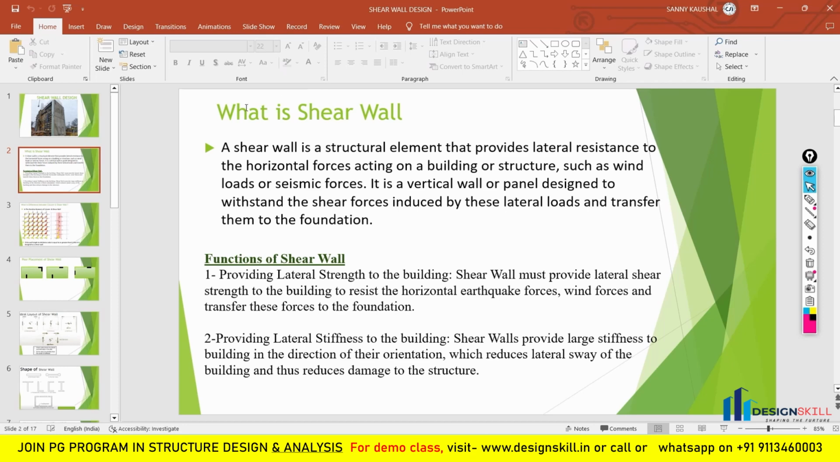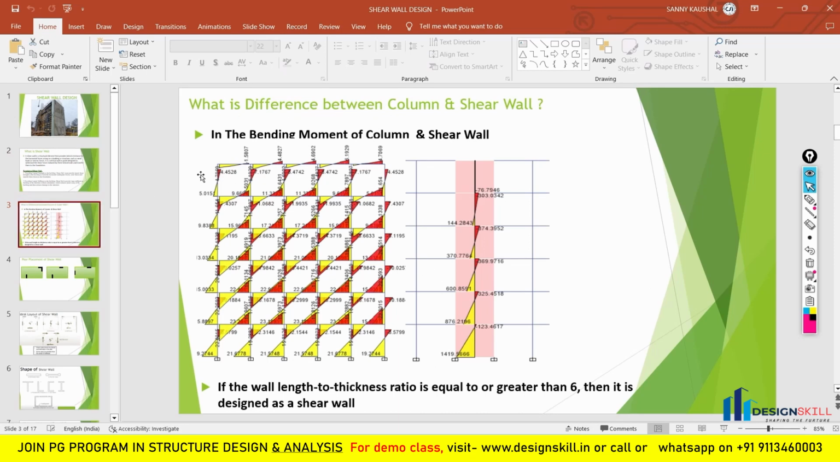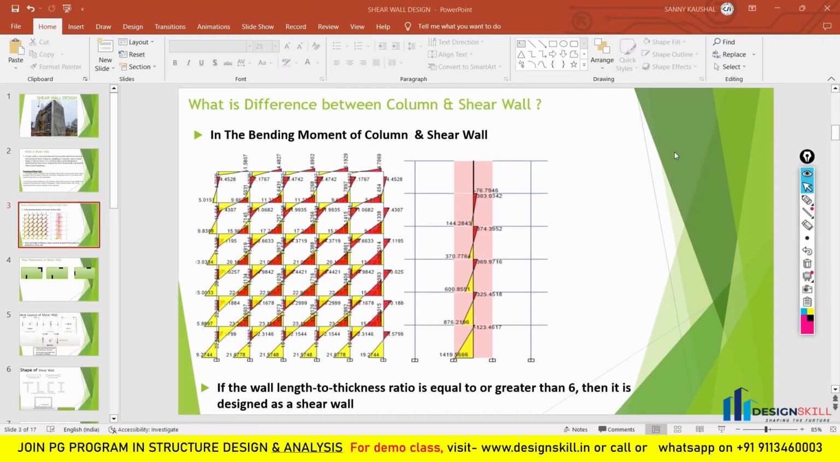Now we will look at the next question: what is the difference between a column and a shear wall? I have already discussed that both columns and shear walls are structural elements of the building, and these are the vertical structural elements which resist the forces coming to the building. It may be vertical forces or horizontal forces like earthquake forces or wind forces. So both structural elements will resist the forces in our building.